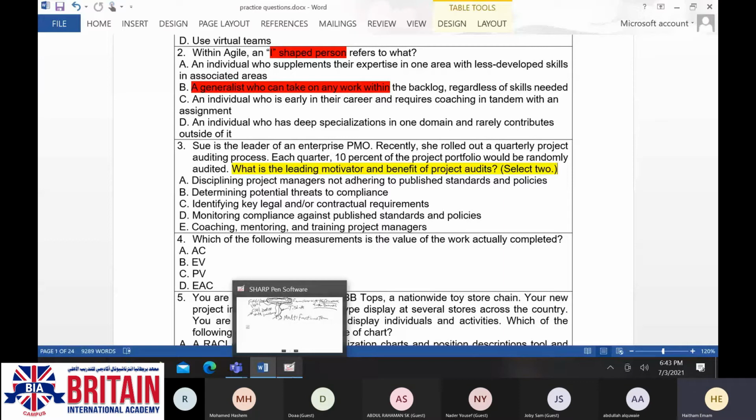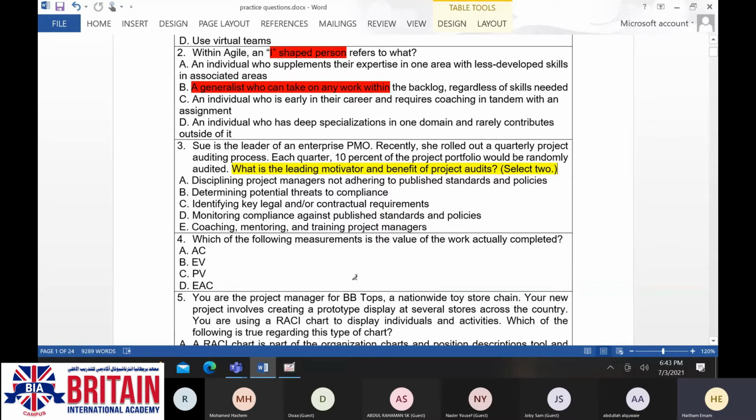Okay. So the question is, which of the following measurements is the value of the work actually completed? Actual cost, earned value, planned value, EAC. If you remember, in our last session, we were explaining each one of these terms. First one is the actual cost, which represents the actual amount of money which you have spent on the activity or the work which you have completed.